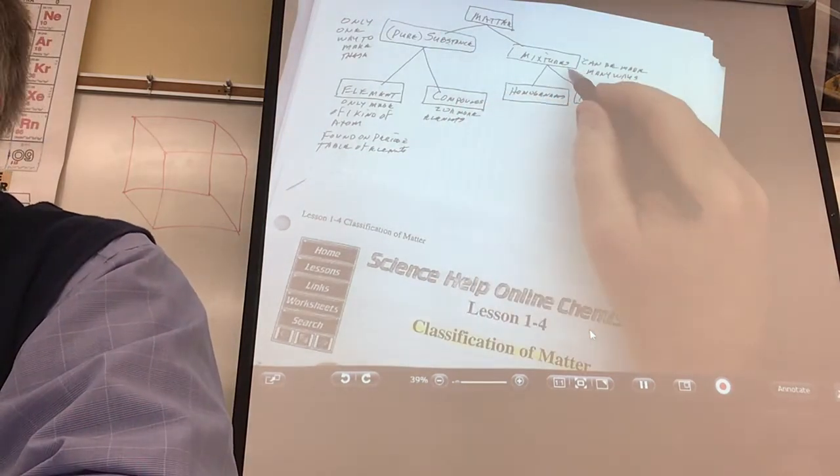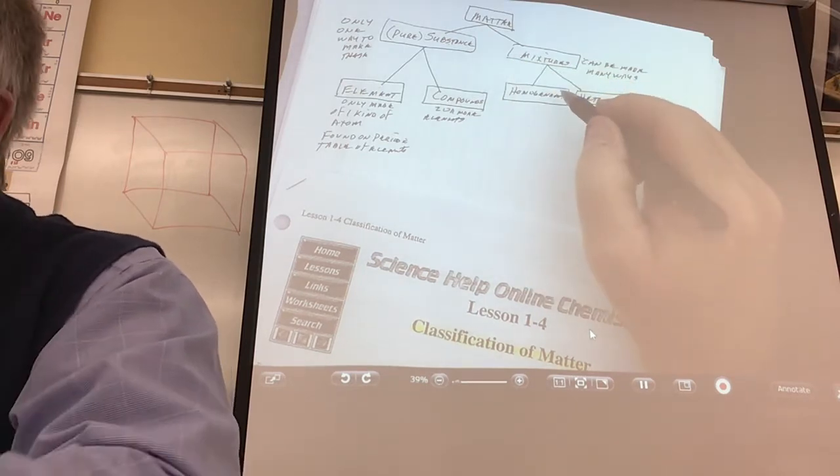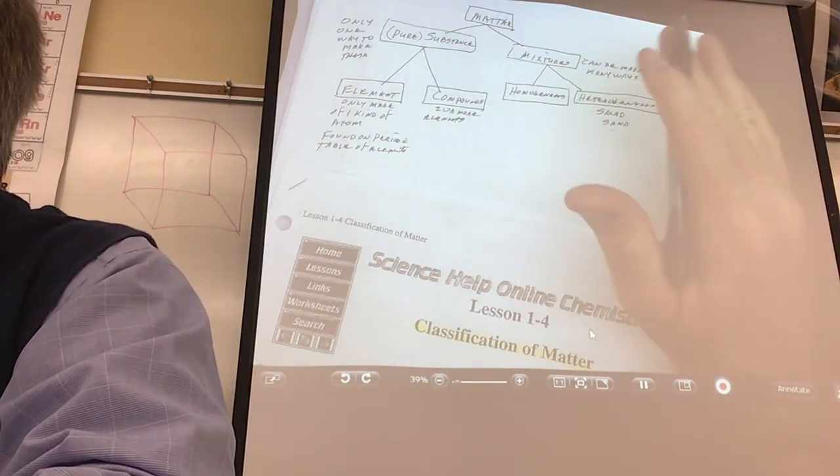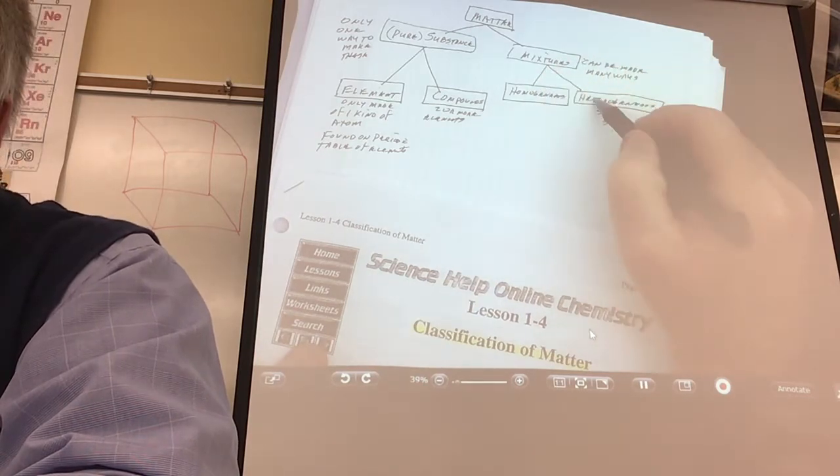Let's go over here. All mixtures can be separated by physical means. I don't need a chemical reaction to separate these. And so mixtures can be either homogeneous or heterogeneous.